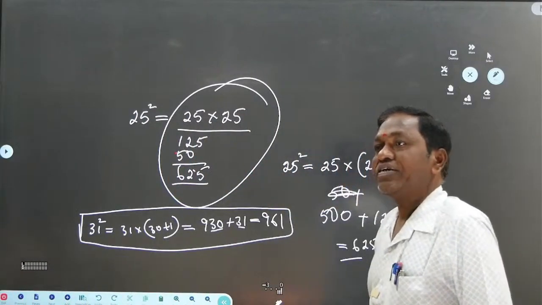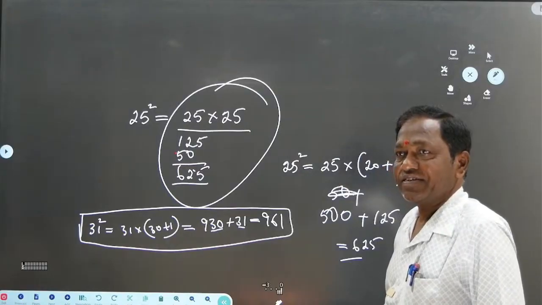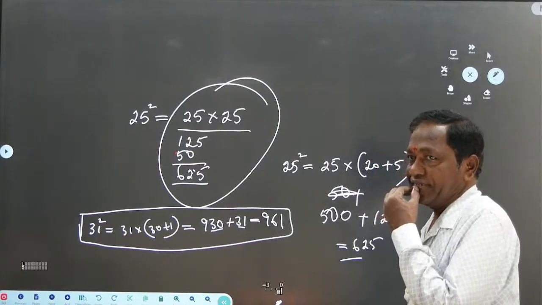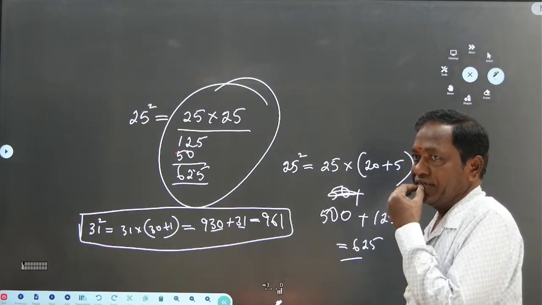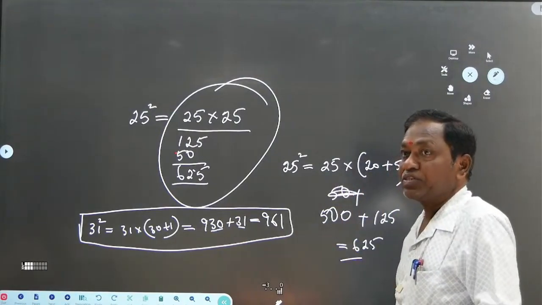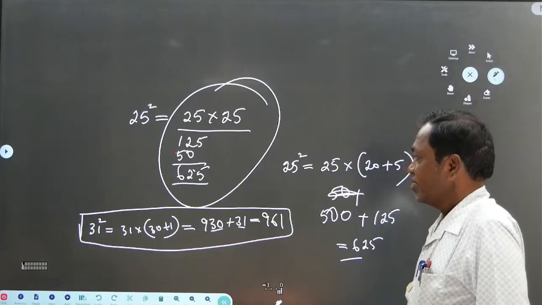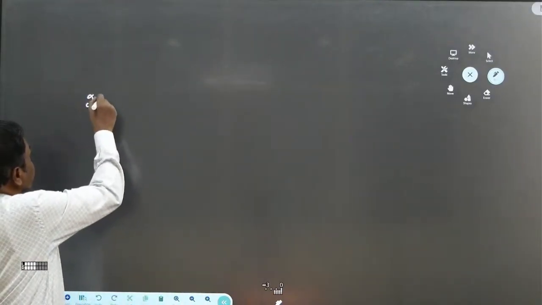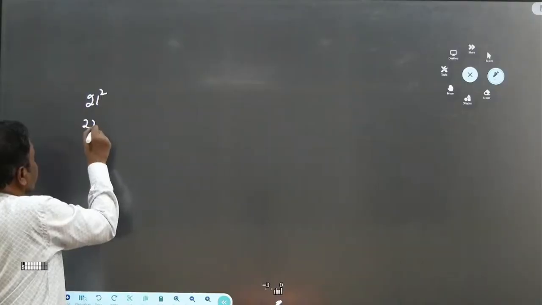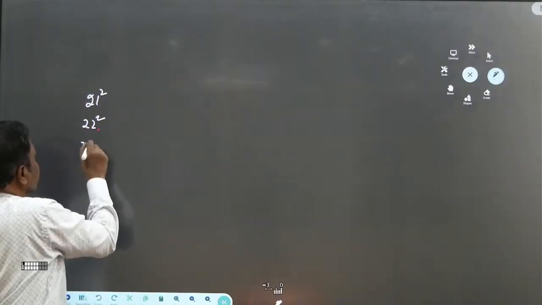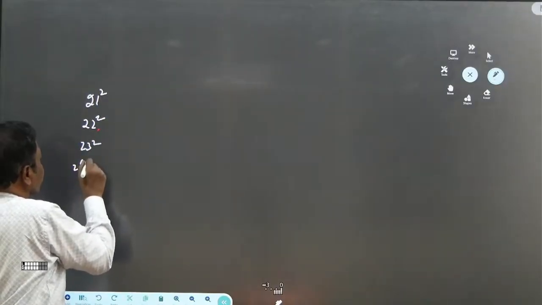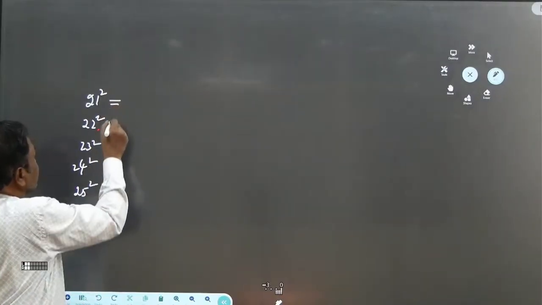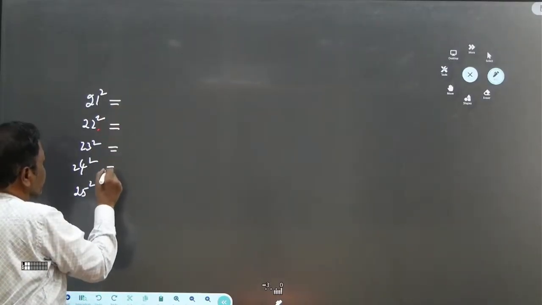We need to develop this method, not our traditional way, how we did in high school days. That should be avoided. You are wasting a lot of working space. For this, you should do 21 square, 22 square, 23 square, 24 square, 25 square, like that. You have to do this process now. Now you can do it straight away.